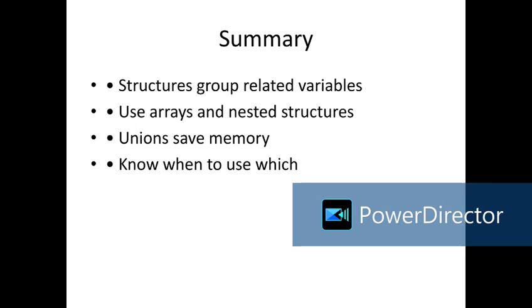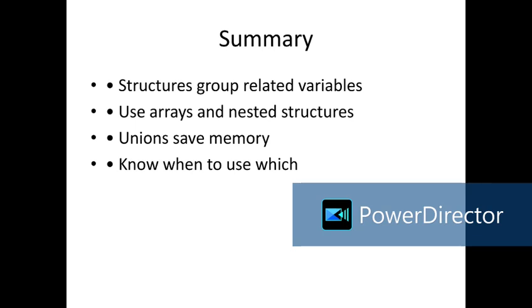Padding impacts memory; reorder members to reduce it. Unions share memory among members, with only one valid at a time. They are used for various types and memory optimization. Use a struct when you need multiple values together. Use a union when only one value is needed at a time.